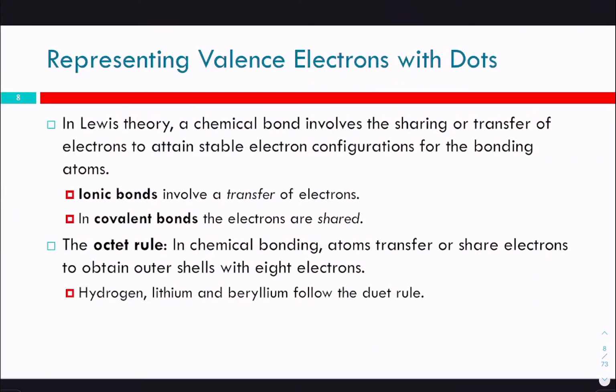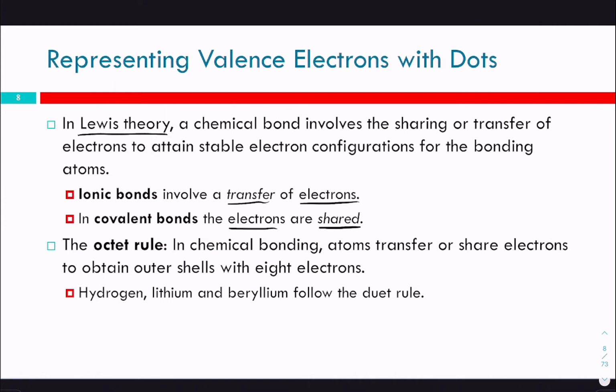So Lewis theory, which we're going to use to predict these chemical bonds, involves the sharing or transfer of electrons to attain stable electron configurations for bonding atoms. This is where we're going to call back to way back to chapter 5, where we named compounds. We had ionic compounds, which have ionic bonds. In these ionic bonds, it's a transfer of electrons. Electrons are fully moved from one atom to the other, and it's always from the metal to the nonmetal. Our molecular compounds have covalent bonds where the electrons are shared. Instead of fully giving up any electrons, they say we're going to use these two electrons together in a bond.